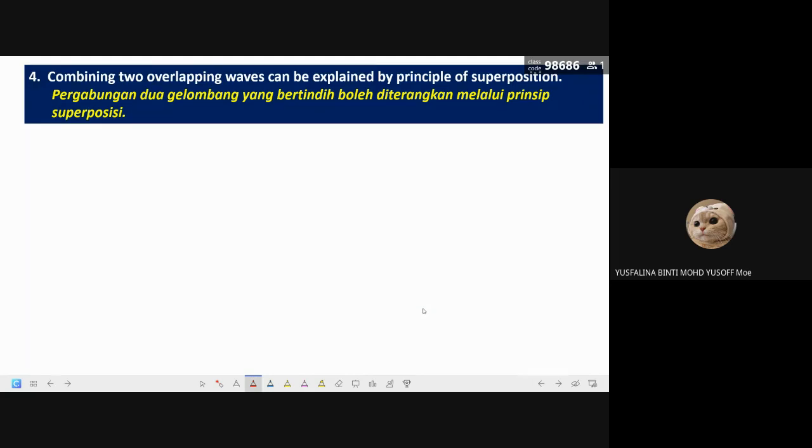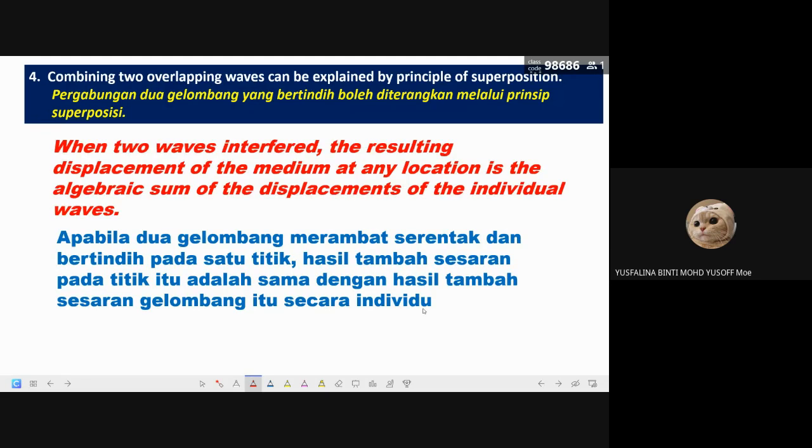Combining two overlapping waves can be explained by the principle of superposition. When two waves interfere, the resulting displacement of the medium at any location is the algebraic sum of the displacements of the two individual waves. So what does this mean? When the two waves interfere, meaning they meet and overlap with each other, to find the displacement or the amplitude you just need to sum algebraically. Just now, A plus A, so you get 2A. That is the displacement.